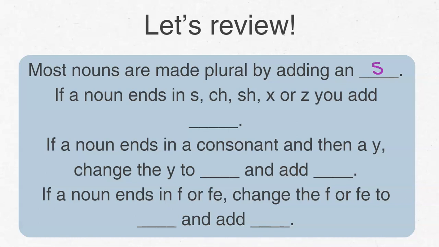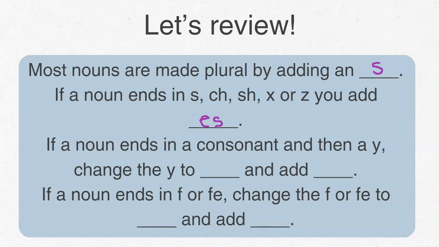If a noun ends in S, CH, SH, X, or Z, what letters do we add to the end to make those nouns plural? Again, pause the video. We add the letters E, S to the end of nouns that end in S, CH, SH, X, or Z to make them plural.